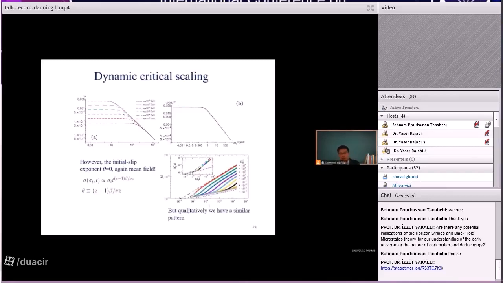However, we can see that the qualitative behavior is quite similar to the other model study. We have the critical slowing down, and we have another stage. The only difference is the exponent is still mean field. But qualitatively, we have a very similar pattern.